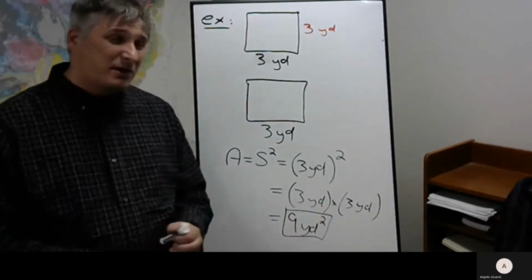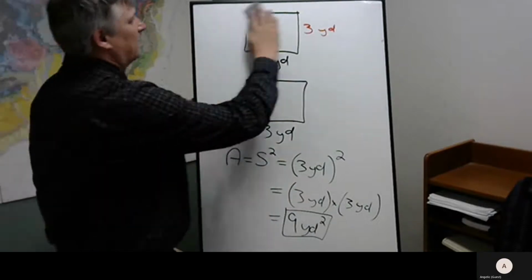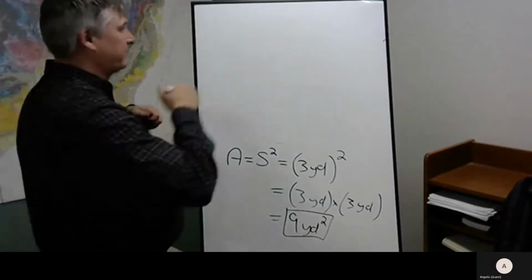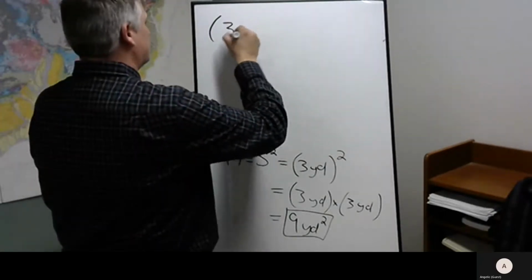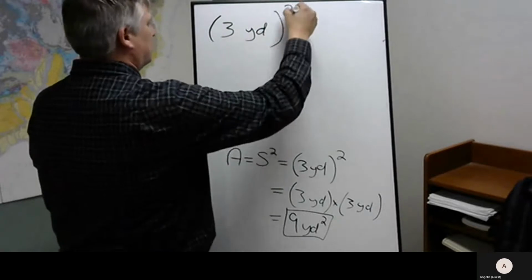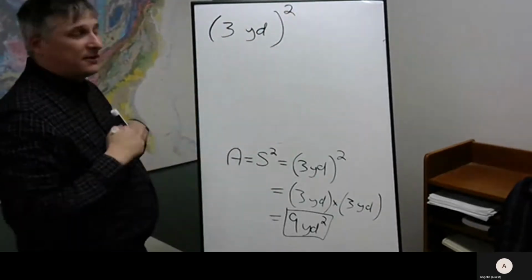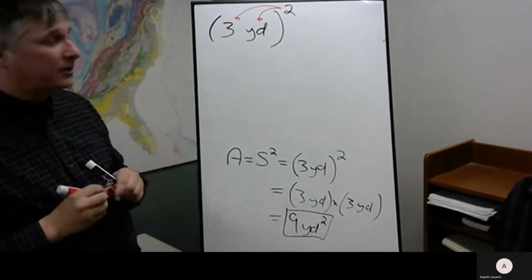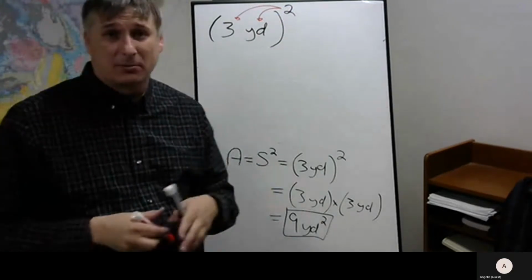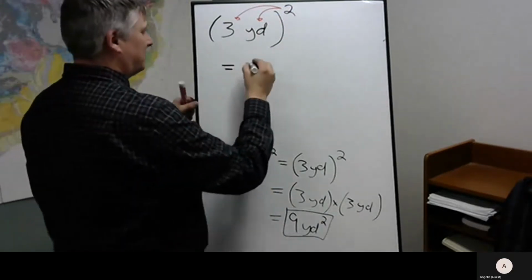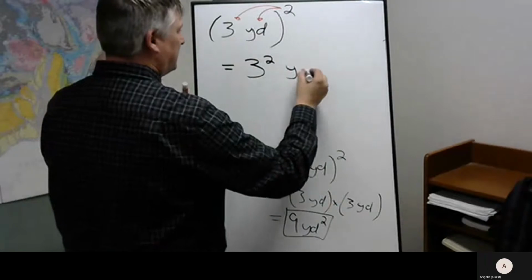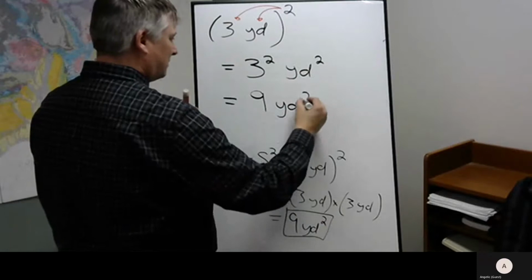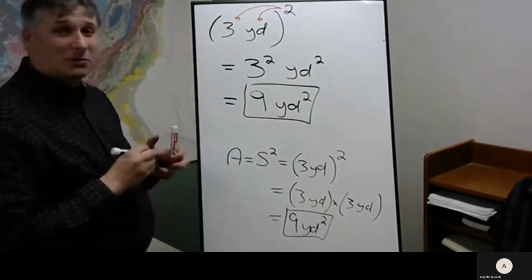Now, algebraically, there's another way of thinking about this computation. You could think of distributing this 2 as an exponent, not as a multiplication, but as an exponent. So what you'll get is 3 squared, and you'll get yard squared, or 9 yard squared.